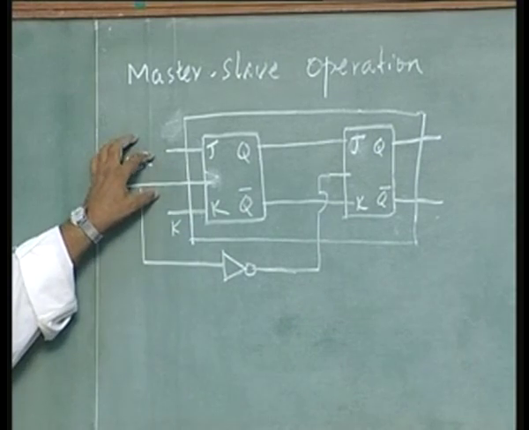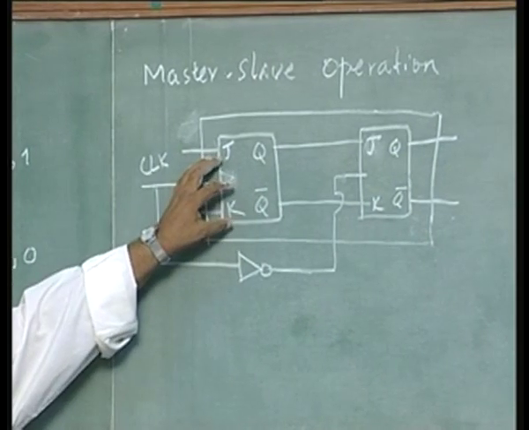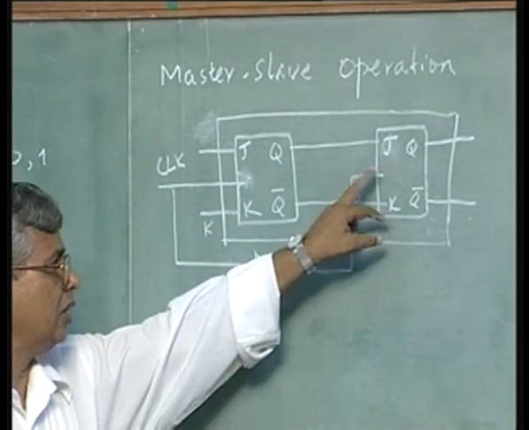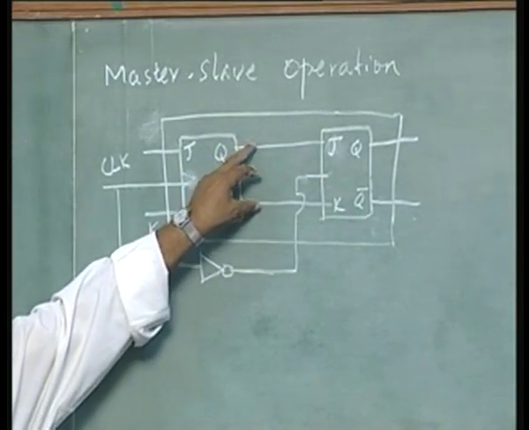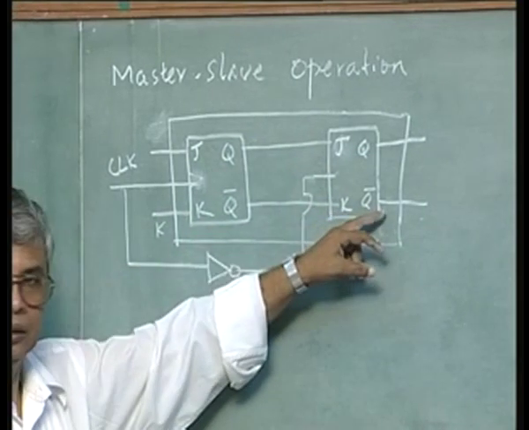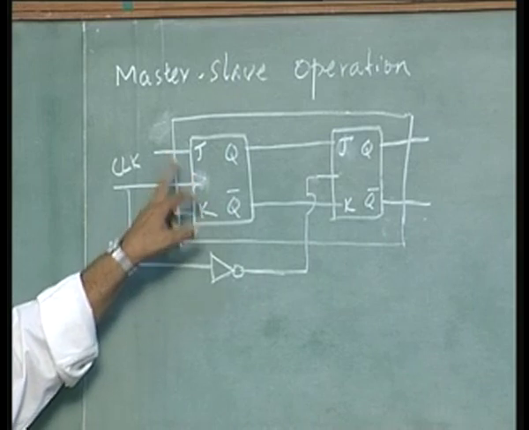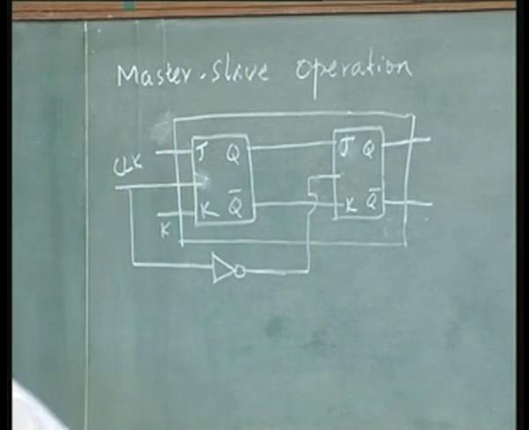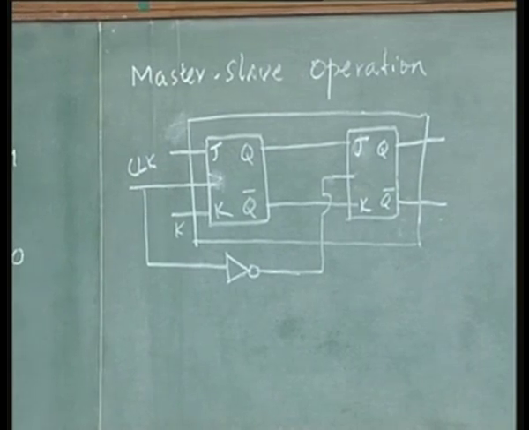When the clock high period is over for this flip flop, the clock goes high for this other flip flop. Any output at that time will be the input to that flip flop, and that will change. But no more change is possible in the first flip flop because the clock has already been removed. This way we can eliminate the racing condition. It is called master slave operation.